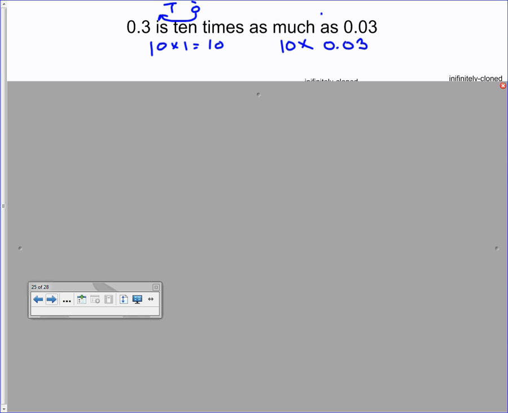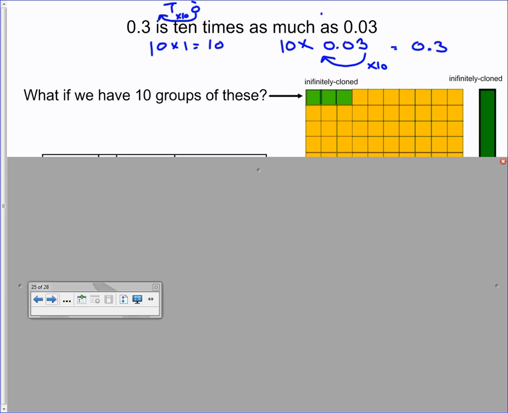Let's do it that way. Like that to times 10, right? Right. So to do this, we go to the left, which is times 10. And so I would get 0.3. And is that true? 0.3? Yes. Let's prove it using manipulatives here.